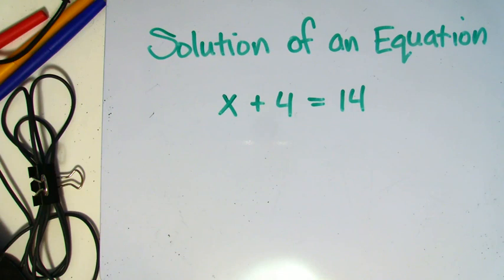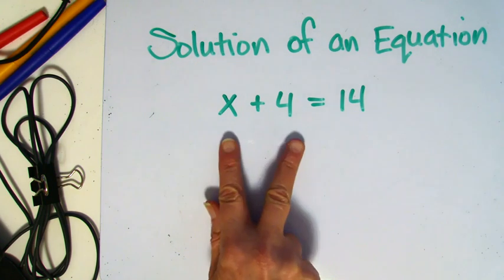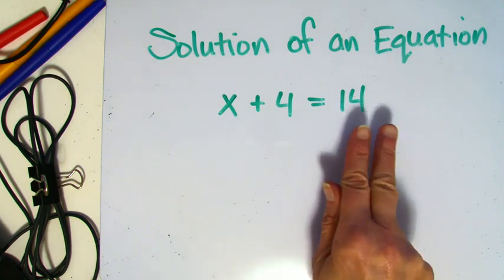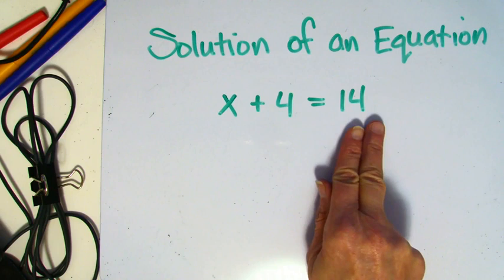Previously, we learned that an equation has an equal sign in it. In this equation, we have a variable plus 4, and on the other side of the equal sign, we have 14. What this means is that x plus 4 will also equal 14. We'll have a value of 14 on the left side and a value of 14 on the right side.